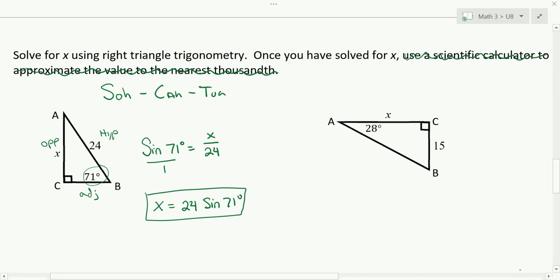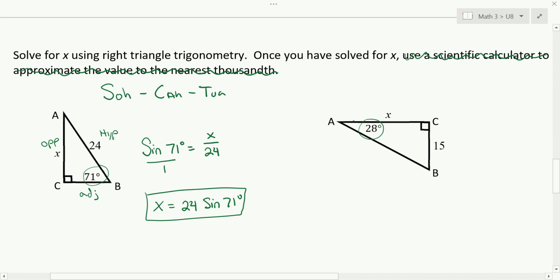All right, so in this triangle, you pick your reference angle. It can't be the 90 degrees, right? So you could go with the 28, or you could figure out what angle B is. It's easier to go with what's given to you, right? So let's go with the 28 degrees as our reference angle.